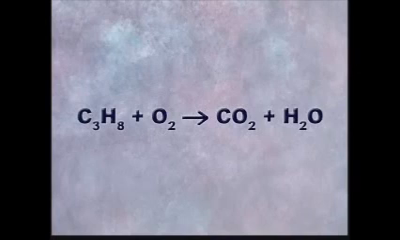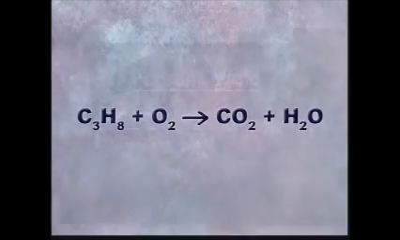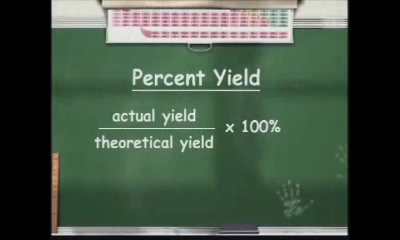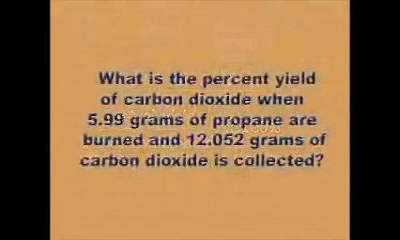So the burning of propane is a combustion reaction in which propane combines with oxygen to produce carbon dioxide and water. Write a balanced equation for this reaction in your notes. The problem asks you to calculate the percent yield, and that means you need 2 pieces of information, the actual yield and the theoretical yield. Read the problem again and write the actual yield in your notes.